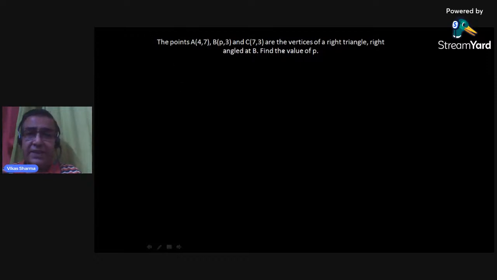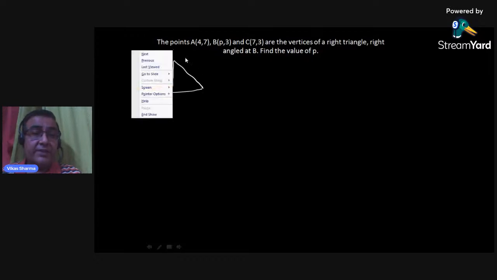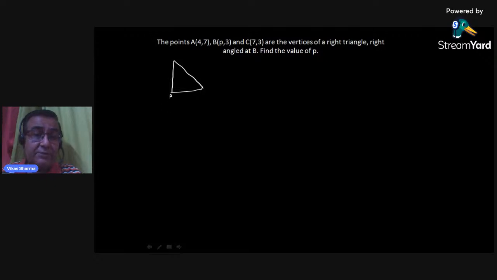So they are saying that it is a right angle triangle, right angled at B. So let me make a right angle triangle. The triangle they say is right angled at B, so this has to be B, and the triangle is obviously ABC.